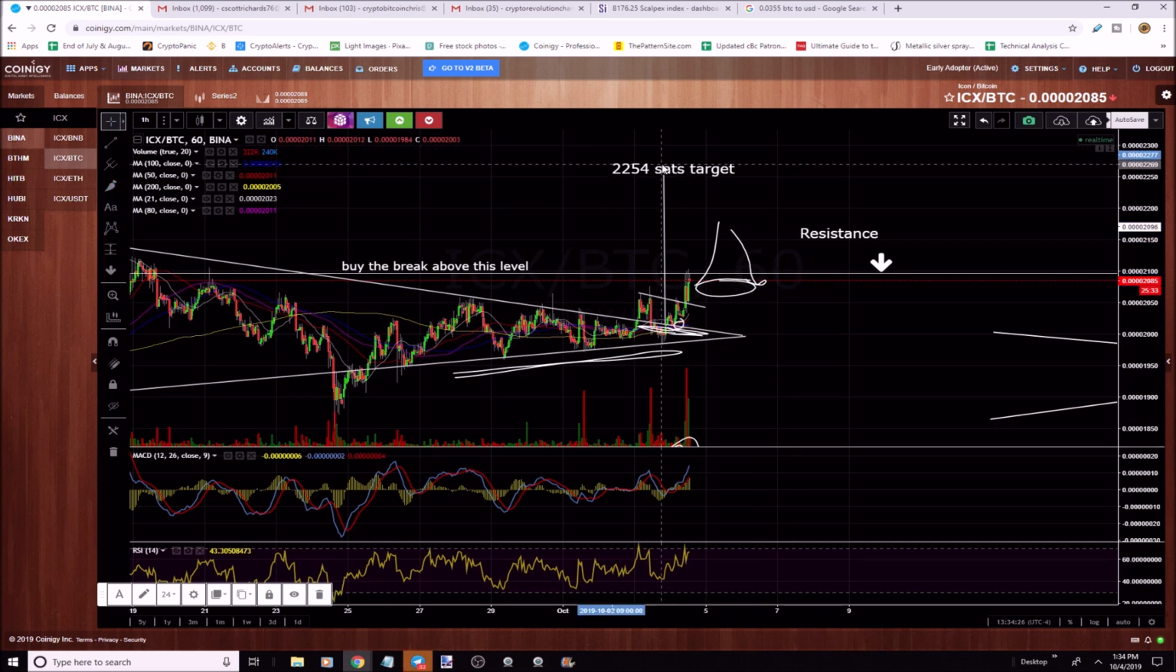The target here of this triangle is 22.54. And then once it breaks out above this resistance, same target essentially, right? But when it breaks down below this resistance level, it really negates the positive upside of this trade. And so you want your stop loss to be in that area.